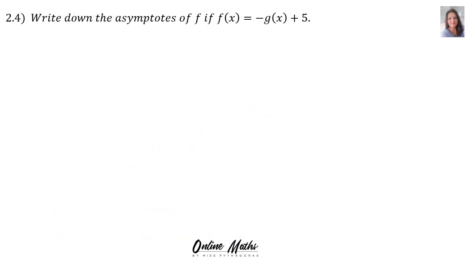2.4. Write down the asymptotes of f if f of x is equal to minus g of x plus 5. Now what is this? What is this f thing? f is a new graph and it's formed by using g of x, adding a minus in front and adding plus 5. So what you do is you do this very slowly. First of all, there is g of x. And the new thing is f of x is minus g of x plus 5.